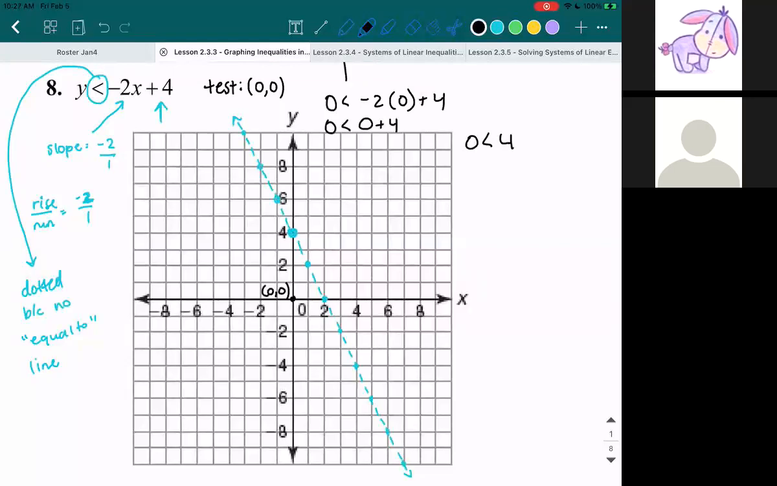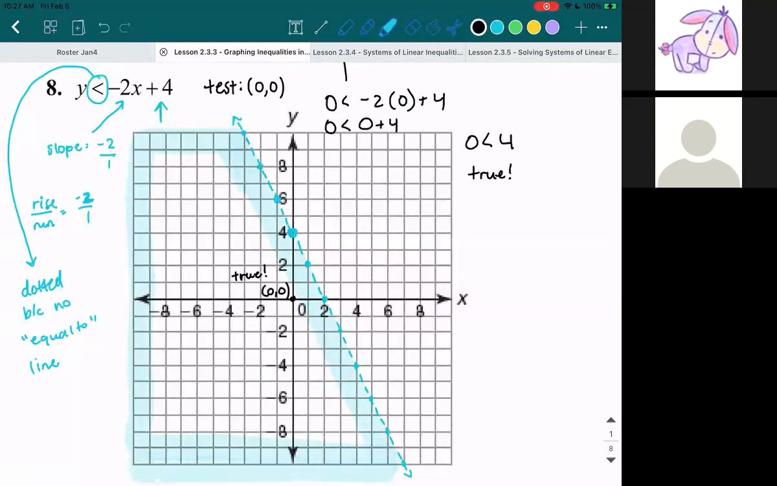Is this true? Is 0 less than 4? This is true. And so this one I'm just going to label true. And so since 0, 0 was a truth teller in this situation, we like people that tell the truth. We're going to shade the side that has 0, 0 on it. So I'm going to just shade this entire side because this is the side that has 0, 0 on it. And 0, 0 told us the truth. So we're going to stick with it this time.